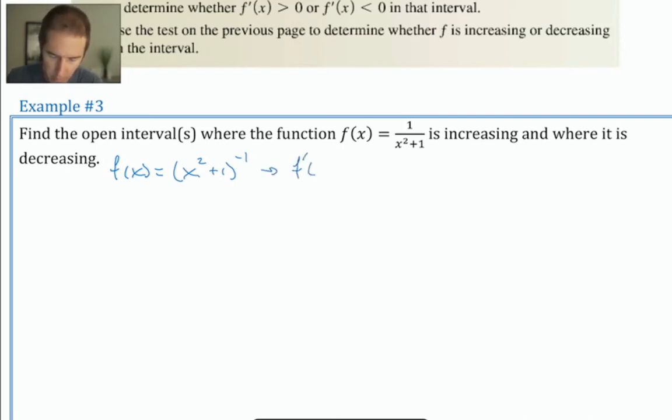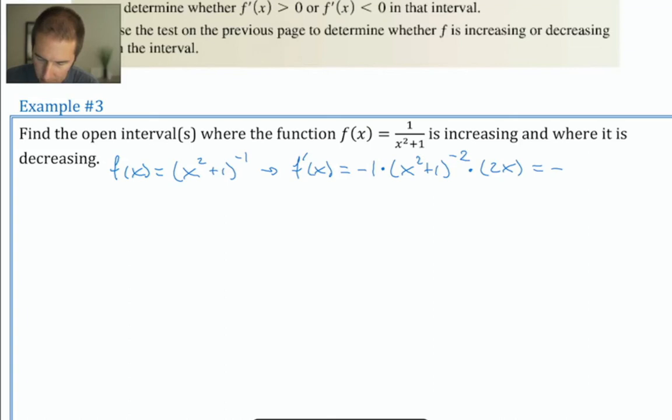So f prime of x is equal to, take the exponent, multiply it out front, so there's a negative 1, times the existing inner function, x squared plus 1, decrease the exponent by 1, so now it's a negative 2, and then multiply by the derivative of the inner function. The derivative of x squared plus 1 is 2x. And then let's just clean this up a little bit.